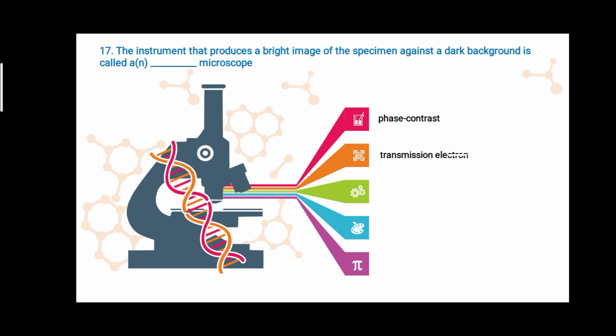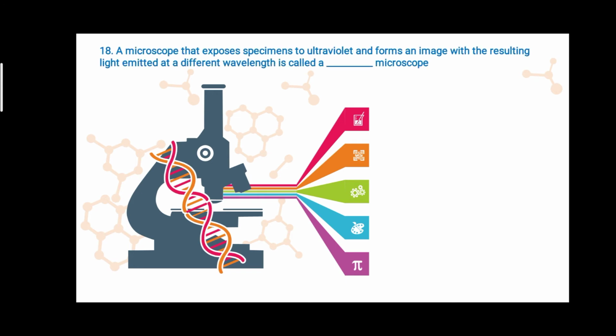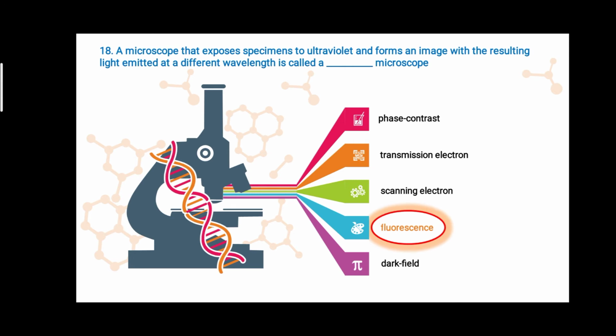The instrument that produces a bright image of the specimen against a dark background is called a dash microscope. A dark field microscope. A microscope that exposes specimens to ultraviolet and forms an image with the resulting light emitted at a different wavelength is called a dash microscope, a fluorescence microscope.